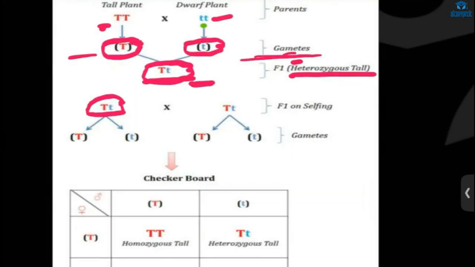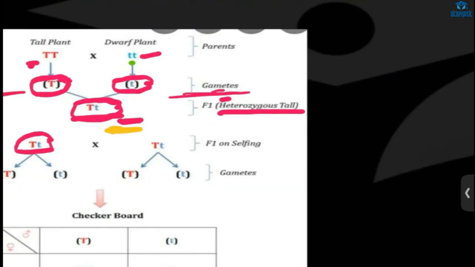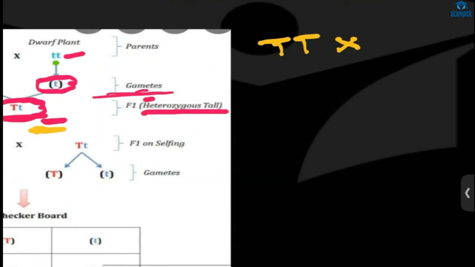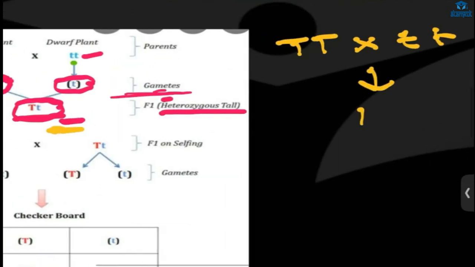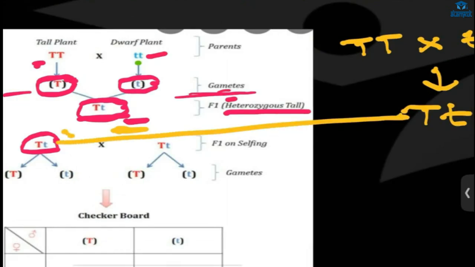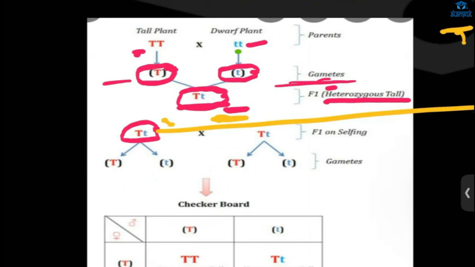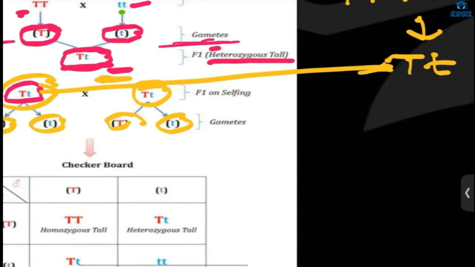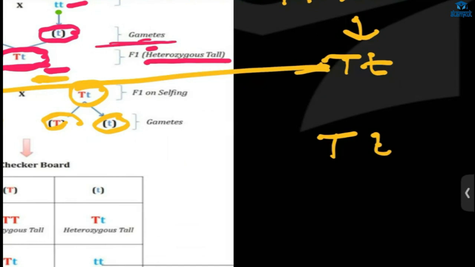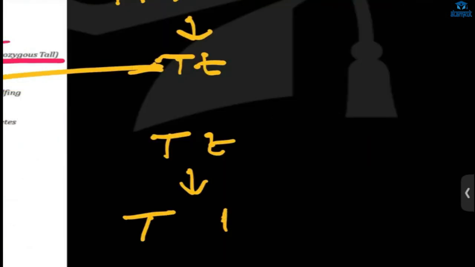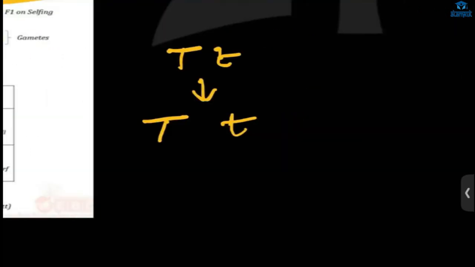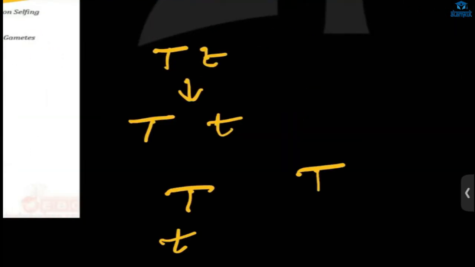See, here we got only one thing, right? One progeny only. Again, some other tall and short plant we are crossing, and we are getting the same thing. So this one and this one crossing, that is selfing. And how many gametes will we get from this? Capital T, small t from this one, and capital T, small t from this one. Okay, we can draw a checker box. From here, we are getting two types, capital T or small t.